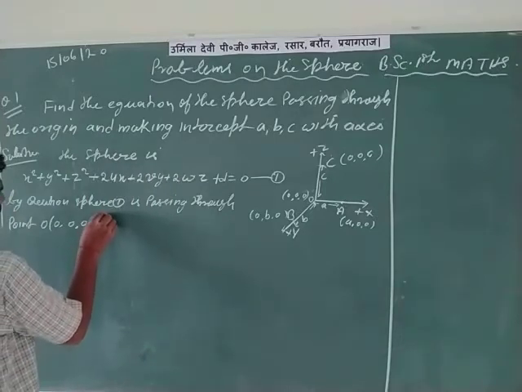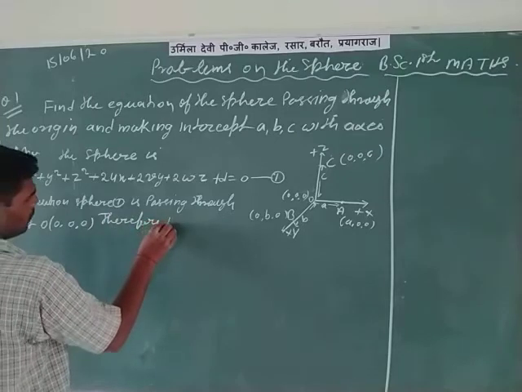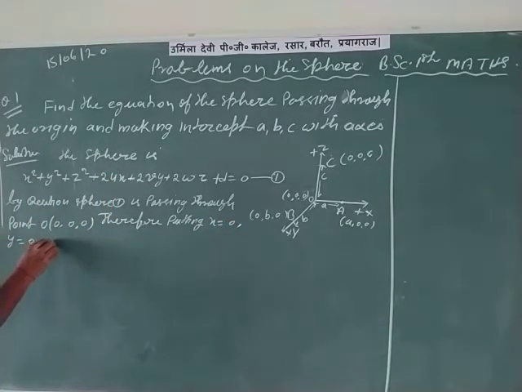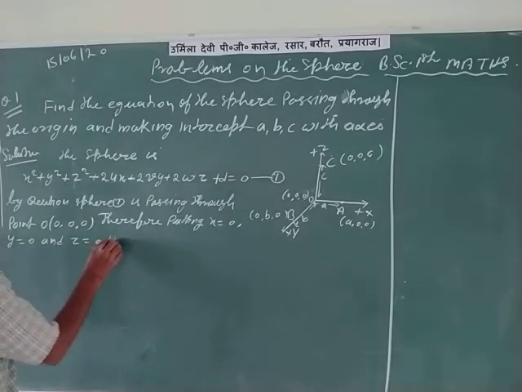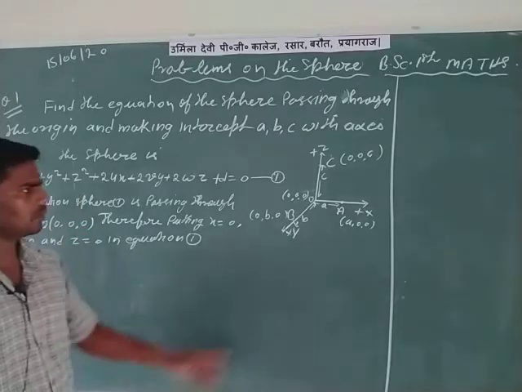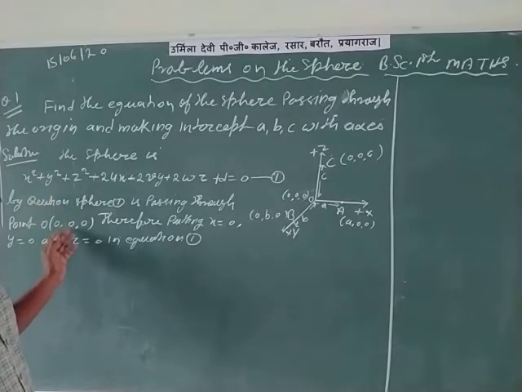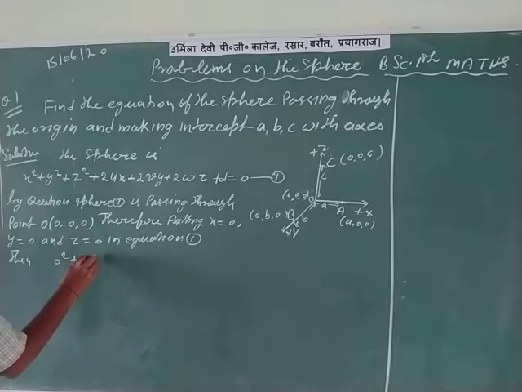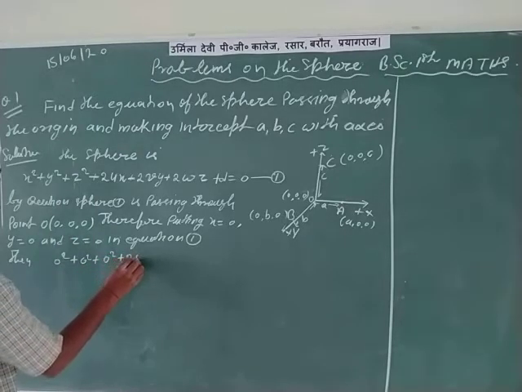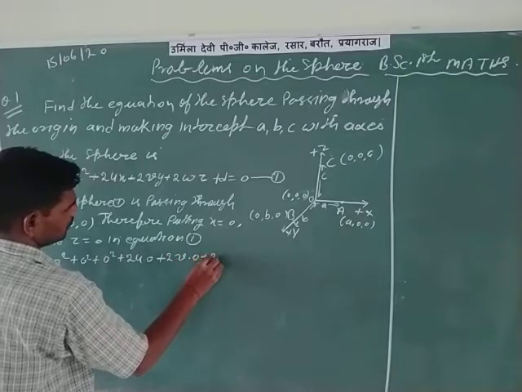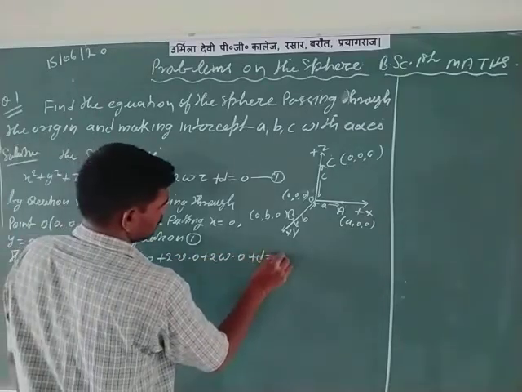So, putting x is equal to 0, y is equal to 0 and z is equal to 0 in equation first, because equation first passes through the origin according to the question. Then 0 square plus 0 square plus 0 square plus 2u into 0, plus 2v into 0, plus 2w into 0, plus d is equal to 0, from equation first.